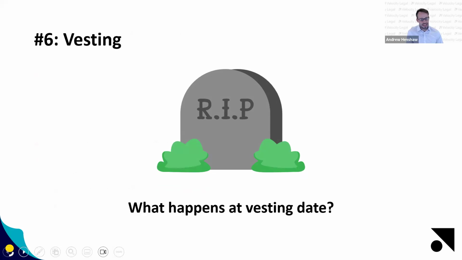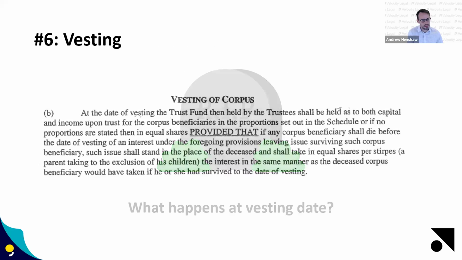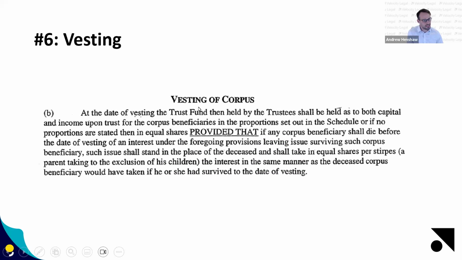All right, moving on to vesting. So what happens at a vesting date of a trust? Well, something like this clause happens. This is from the Grim and Grim deeds, which are pretty common. You note them from these big, bold headings, and there's a very specific formatting of them.